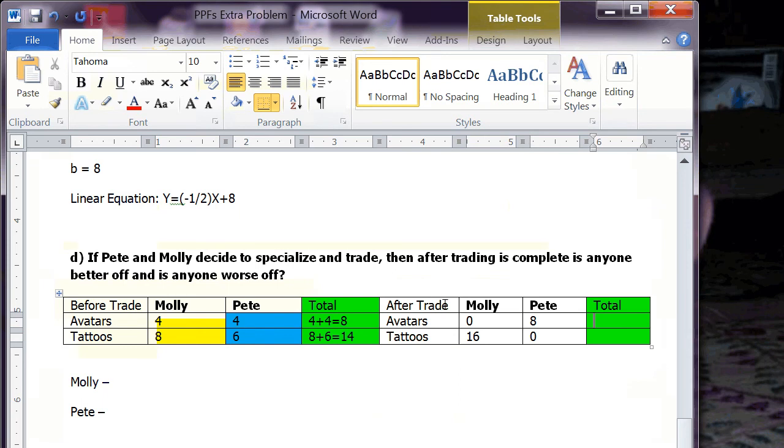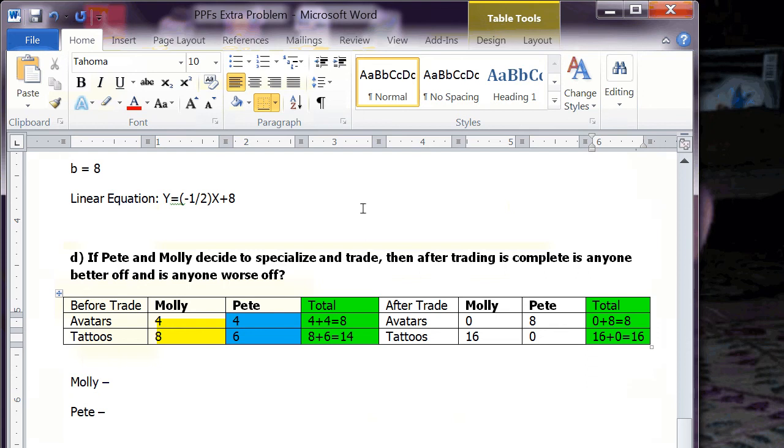Now, after they've specialized and traded, how many avatars are in the full market? Well, that includes both Molly and Pete. So now we have 0 plus 8 equals 8 total avatars. And then in the market, that includes Molly and Pete, we now have 16 plus 0 equals 16 tattoos. So overall, in our market, before they specialized in trade, they had 8 avatars. After they specialized in trade, they still had 8 avatars. So nobody is worse off, but nobody's better off either in that situation.